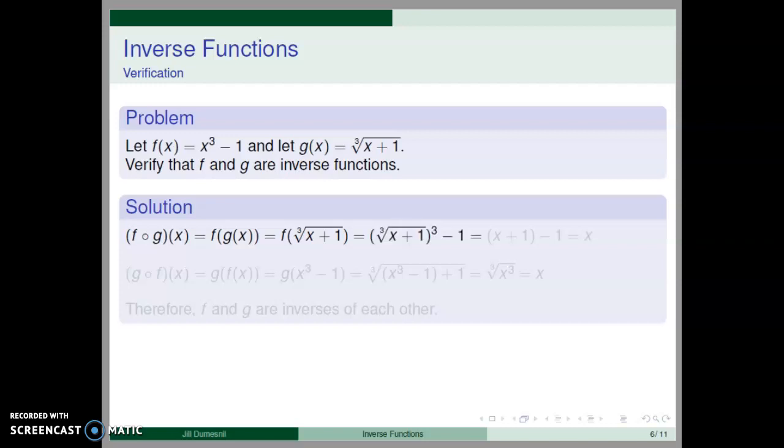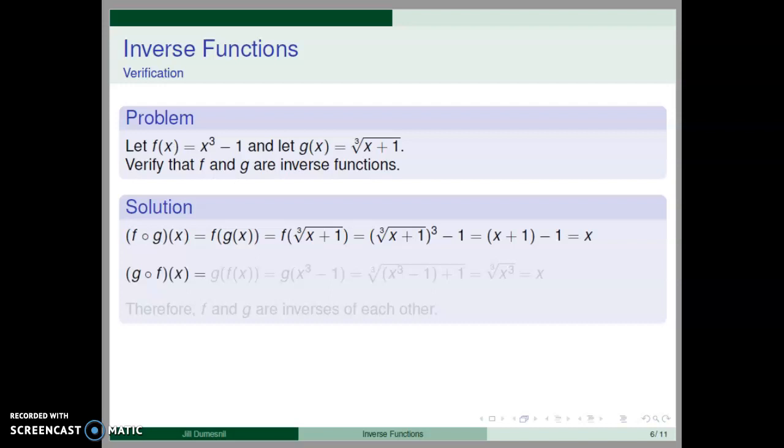And since f of x cubes and subtracts 1, we get our input cubed and subtract 1. Cubing a cube root removes the radical, and we get x plus 1 minus 1, which equals x.